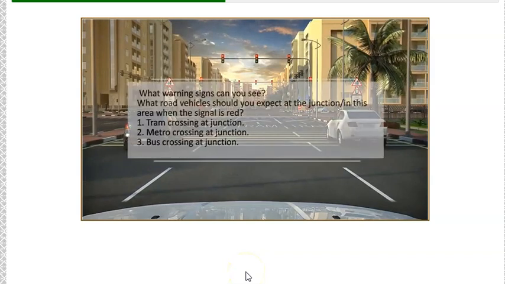What warning signs can you see? What road vehicles should you expect at the junction in this area when the signal is red? Tram crossing at junction. Metro crossing at junction. Bus crossing at junction.